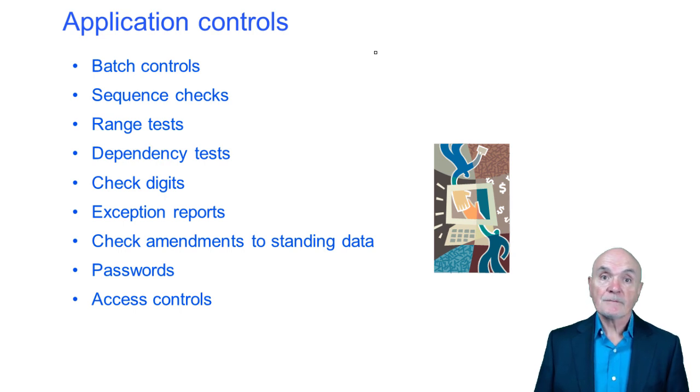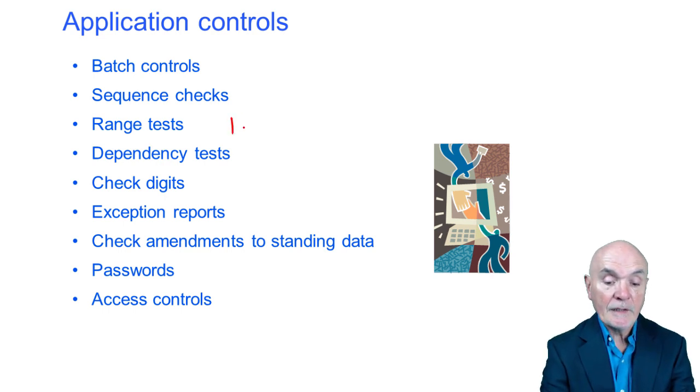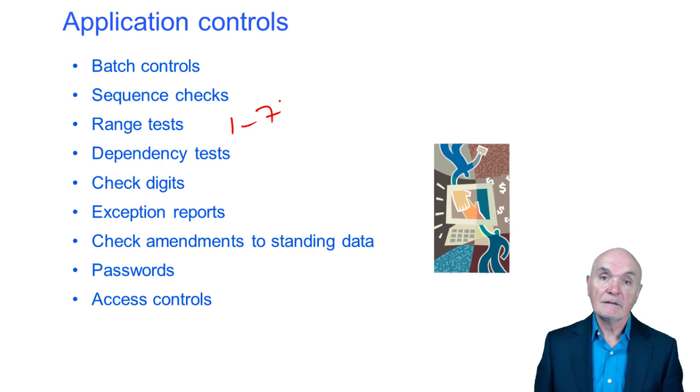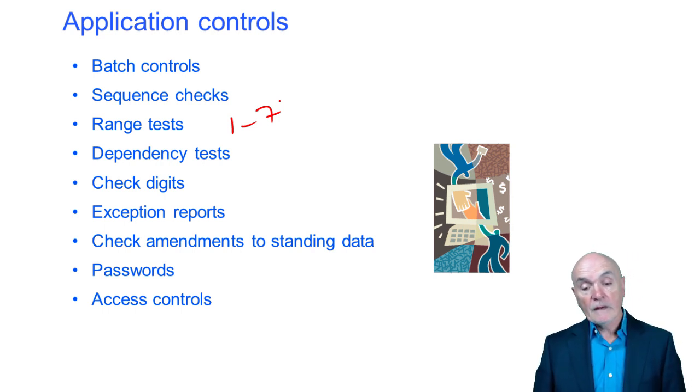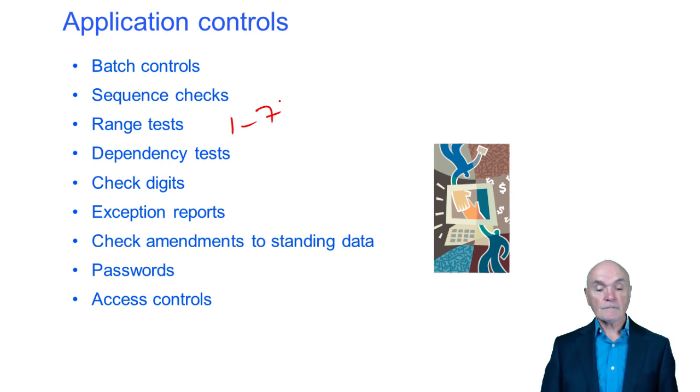A range test. For example, if we are putting in days of the week, they should never be other than 1 to 7. And again, if somebody types in 10, it's obviously wrong. That's known as a kind of edit check. You're trying to look at the correctness of the data by some sort of little test on it.